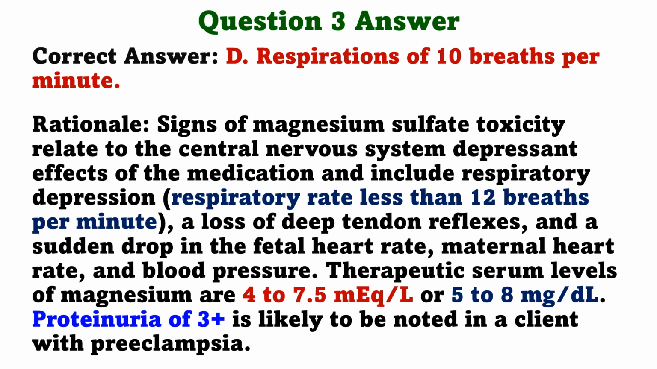The correct answer is D. Respirations of 10 breaths per minute. Rationale: signs of magnesium sulfate toxicity relate to the central nervous system depressant effects of the medication and include respiratory depression, a loss of deep tendon reflexes, and a sudden drop in the fetal heart rate, maternal heart rate, and blood pressure. Therapeutic serum levels of magnesium are 4 to 7.5 milliequivalents per liter, or 5 to 8 milligrams per deciliter. Proteinuria of 3+ is likely to be noted in a client with preeclampsia.